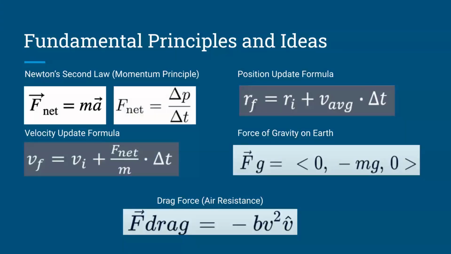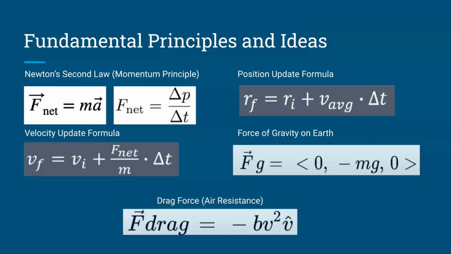However, before we go over lab specifics, I think it's important to know the crucial physics principles that we utilize in this lab. Firstly, we use Newton's second law, which says net force equals mass times acceleration, or change in momentum over change in time. And this principle is important as it helps us make the velocity update formula, which will be how we define velocity in the computational model. Additionally, we also use the update formula to find the position in the computational model.